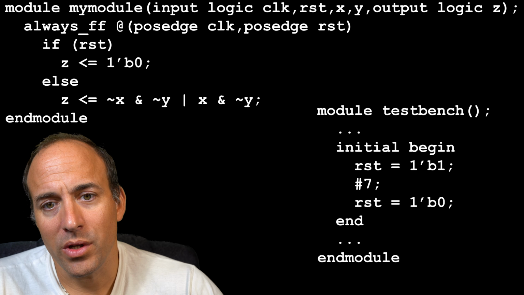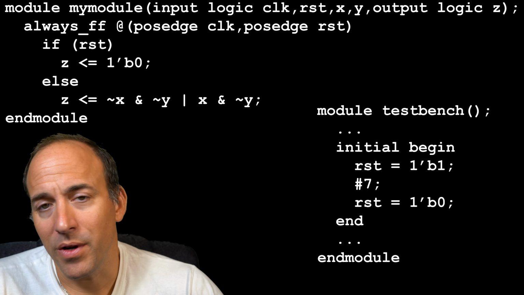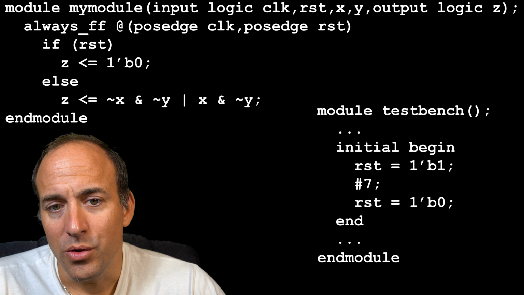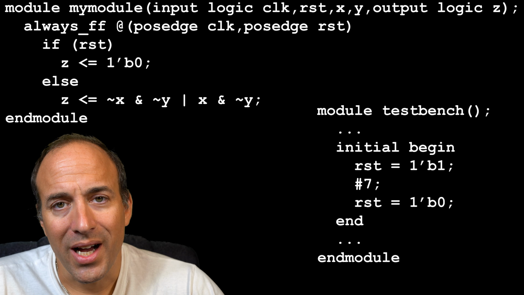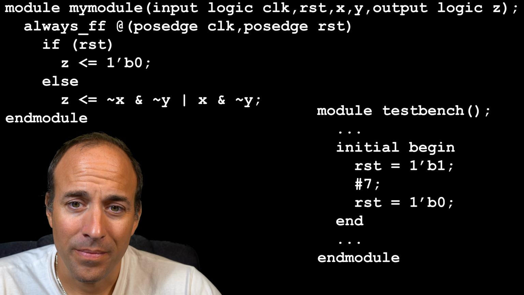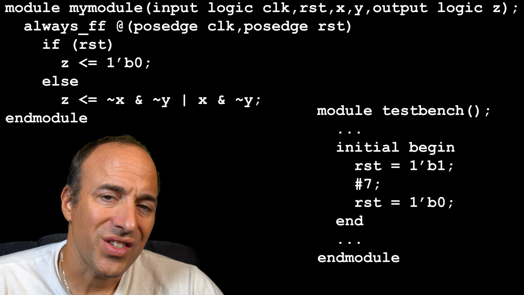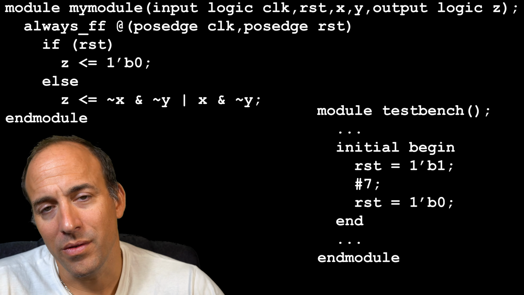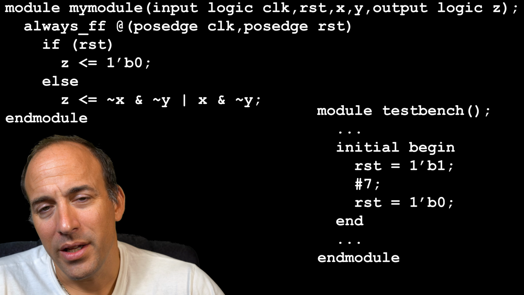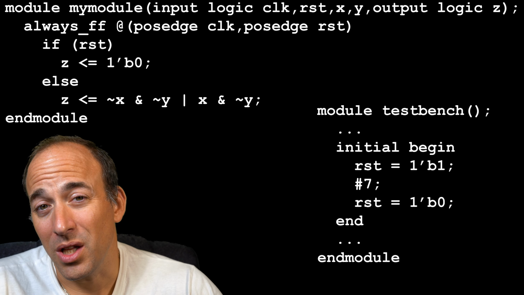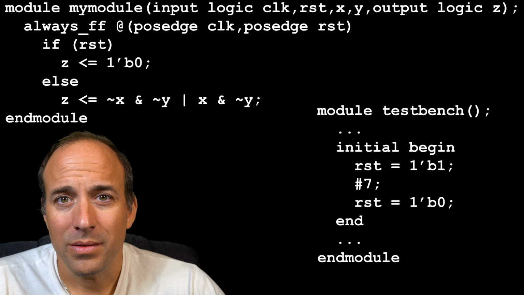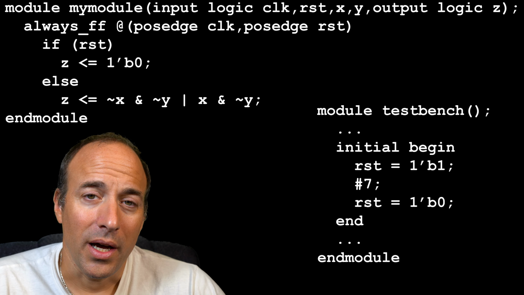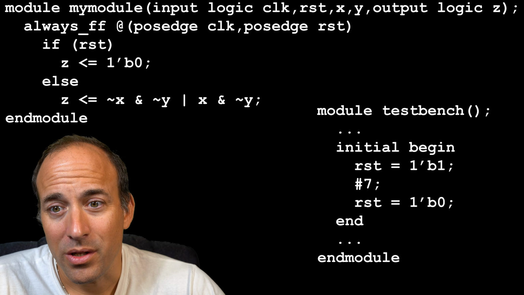Also, there's a variation on the always block called the initial block. The initial block is used to set one-time initial conditions. In the case of synthesizable SystemVerilog, the initial block is used to initialize memory elements. But in a test bench, the initial block is used as the starting point for the testing procedure.